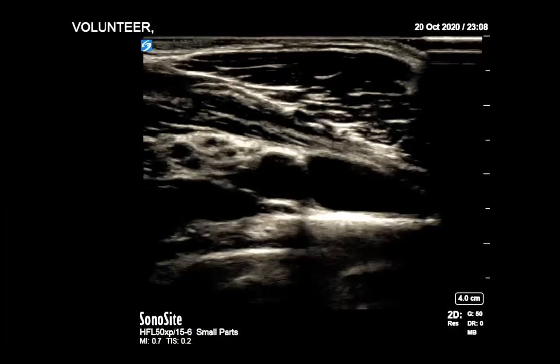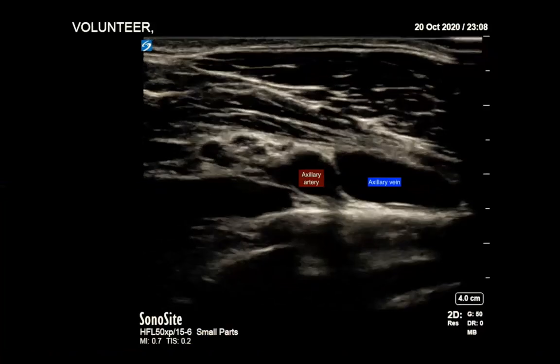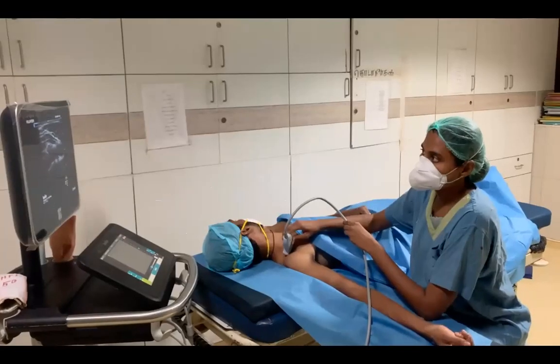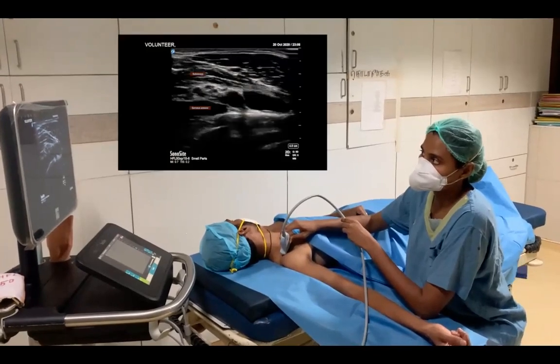This is the ultrasound image we see. We can see the axillary artery and the vein medially, the subclavius muscle above and serratus anterior below, and the lateral, medial and posterior cords sandwiched between these two muscles. The third step is image optimization. Get the cords in the center of the screen between the subclavius and the serratus anterior muscle.